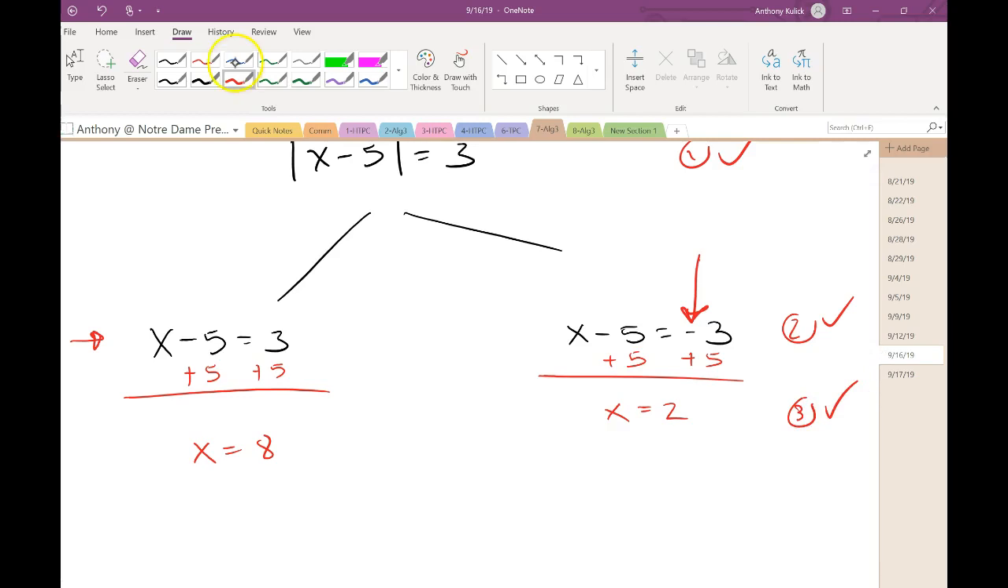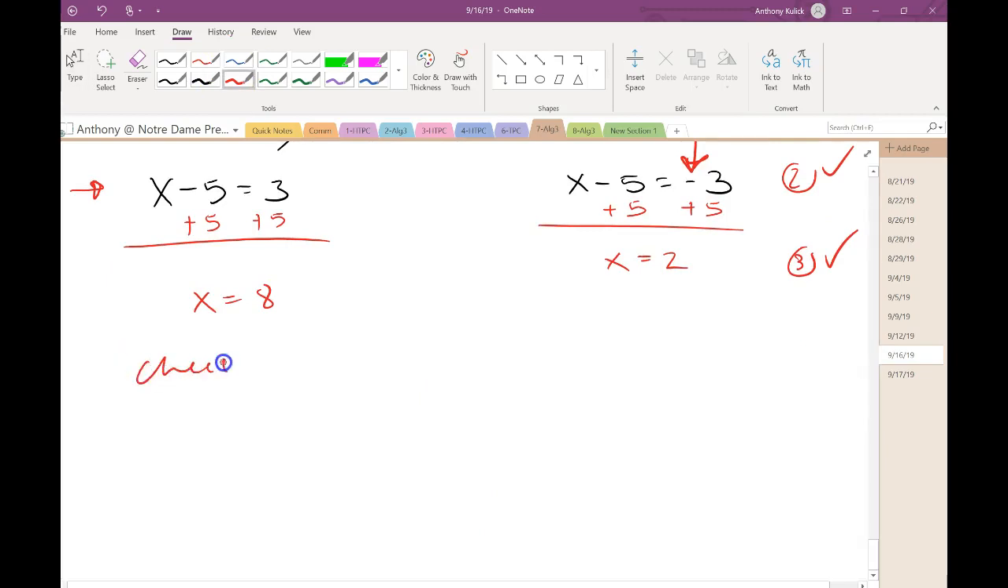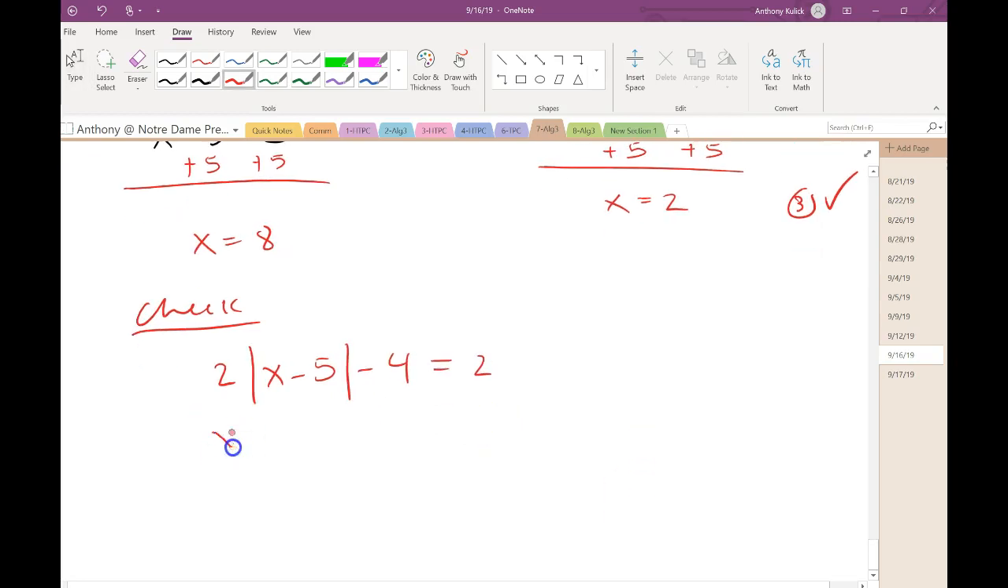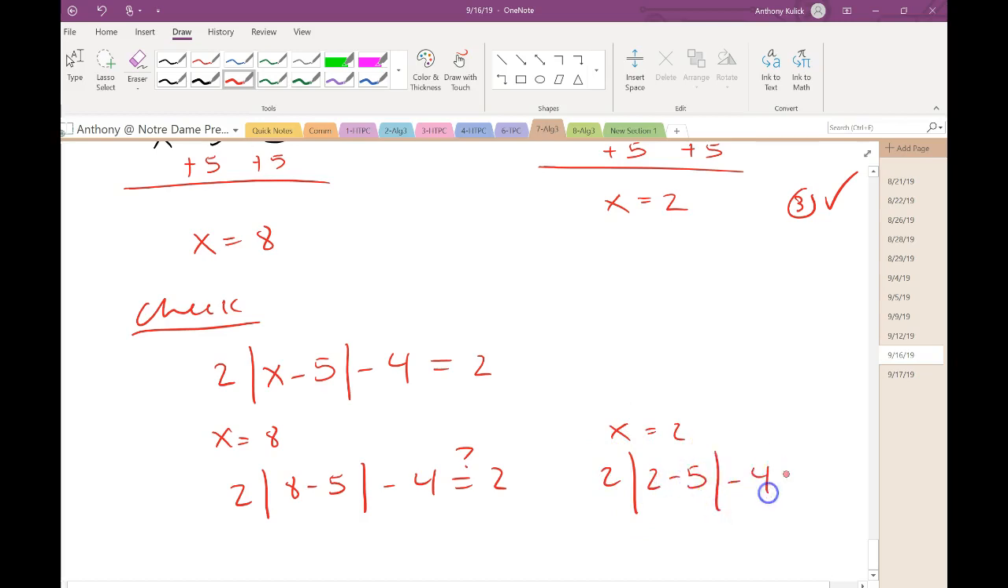The last thing I need to do is to check. So to do the check, I'm going to go back to the very beginning, to the original problem in its entirety, and I'm going to plug 8 in for x and see if that gives me 2. And then at the same time, I'm going to plug 2 in for x and see if that gives me 2.